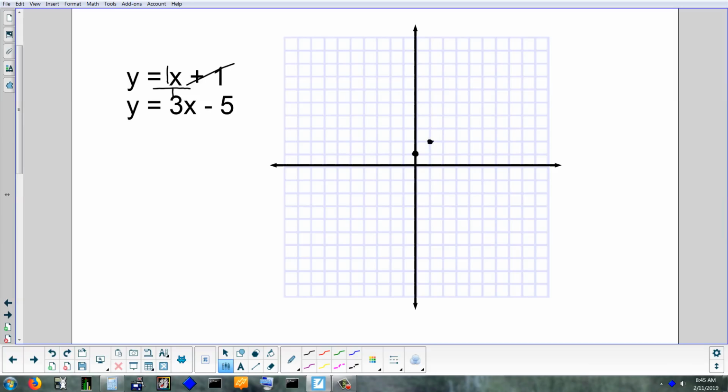Guys, when I'm solving by graphing, whatever the slope is, I want to do it as many times as I can, so I can see it with that other line. It makes sense when I graph the other line. So I'm going to do this as many times until I go off the page. Up 1 over 1, up 1 over 1, up 1 over 1, up 1 over 1, until I go off the graph.